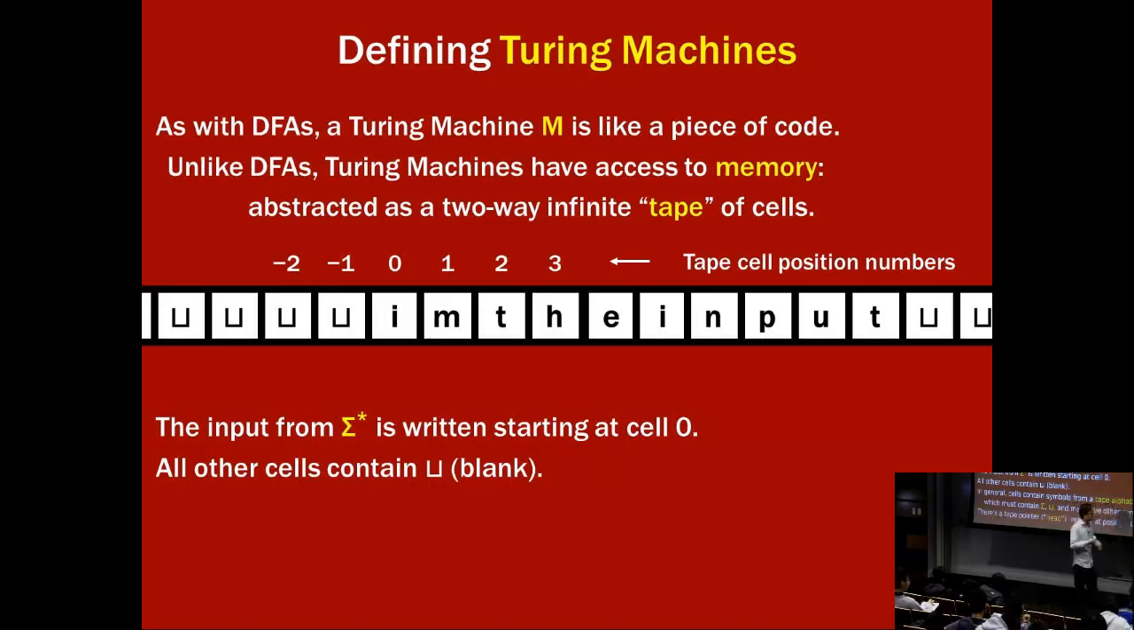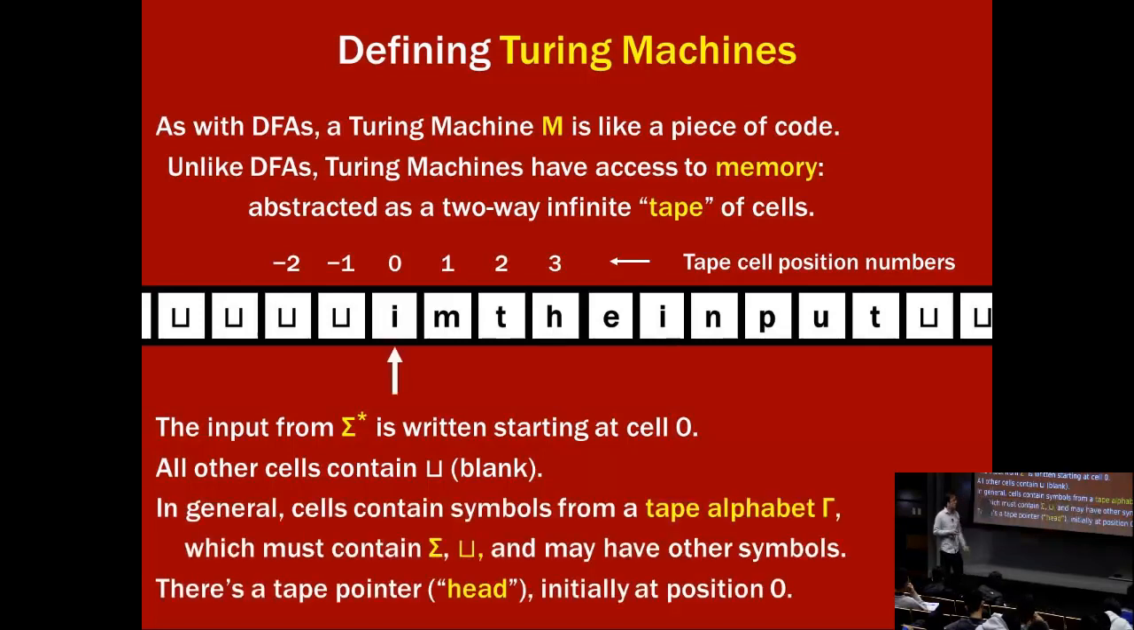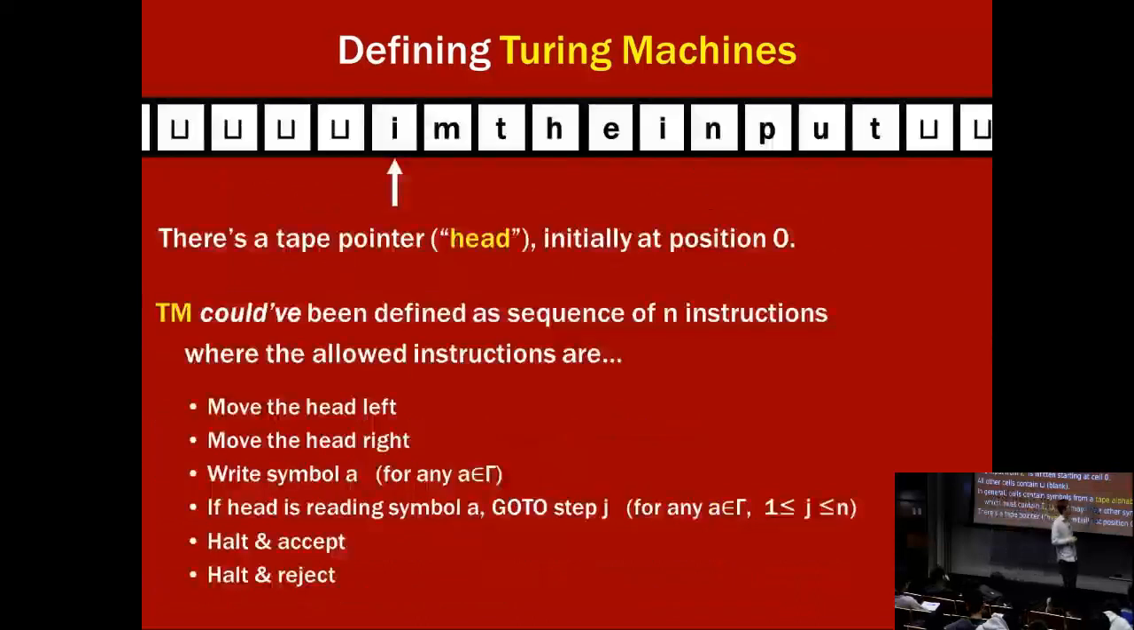Okay. Somehow the Turing machine, or this code, accesses the memory through a pointer that points at the memory cells. Again, historically, it was considered a physical object called the head, so we're going to call it the head. It's like a tape pointer, and it starts out initially pointing at 0, the leftmost character of the input. Okay, so that's the setup.